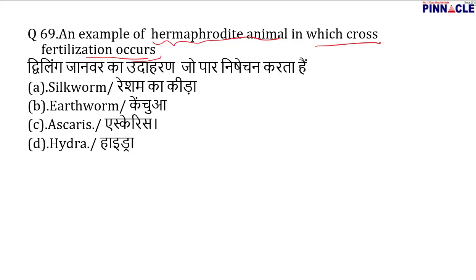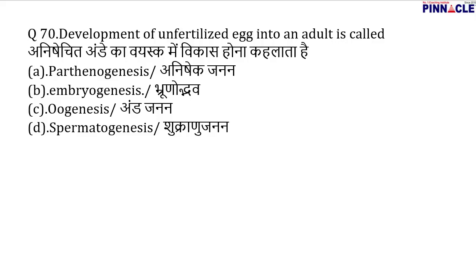So the example of such a hermaphrodite animal in which cross fertilization occurs is the earthworm. So for question number 69, B, that is earthworm, is the correct option. After question number 69, question number 70 states: the development of unfertilized egg into an adult is called what?